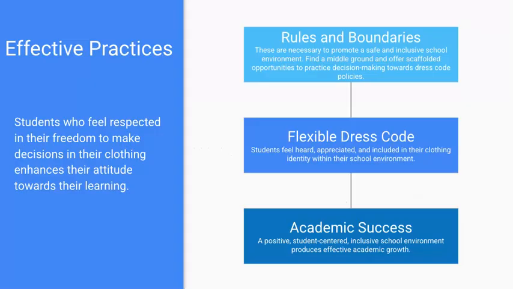Effective practices. Students who feel respected in their freedom to make decisions in their clothing enhances their attitude towards their learning. First, we have rules and boundaries. These are necessary to promote a safe and inclusive school environment. Find a middle ground and offer scaffolded opportunities to practice decision-making towards dress code policies. Next, we have flexible dress code. Students feel welcomed, appreciated, heard, and included in their clothing identity within their school environment. Followed by academic success. A positive student-centered inclusive school environment produces effective academic growth.